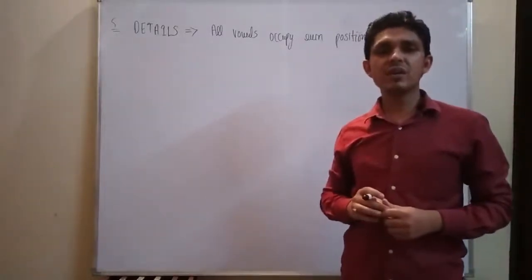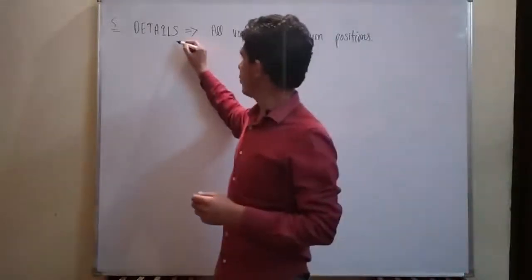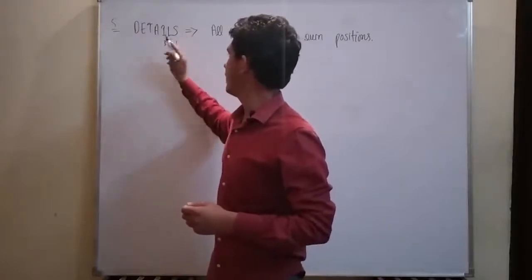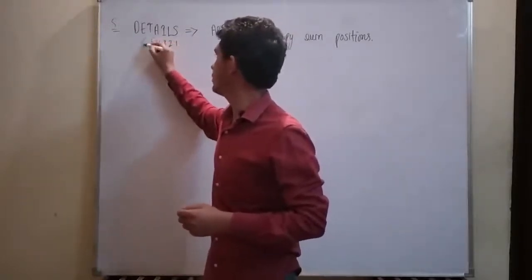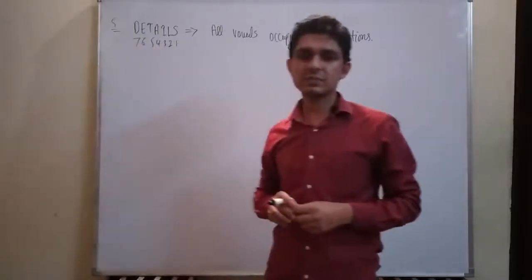Such that all the vowels occupy only even positions. When we are talking about positions, we know that the positions always start from this place and go forward. That means 1, 2, 3, 4, 5, 6 and 7. Right?